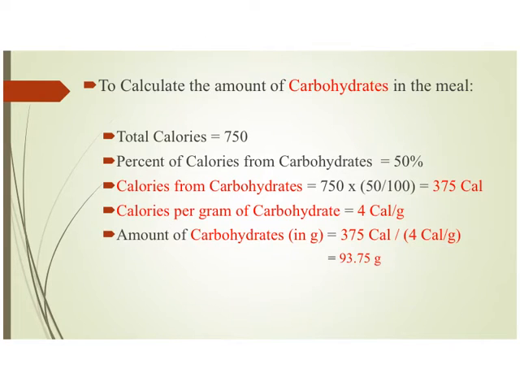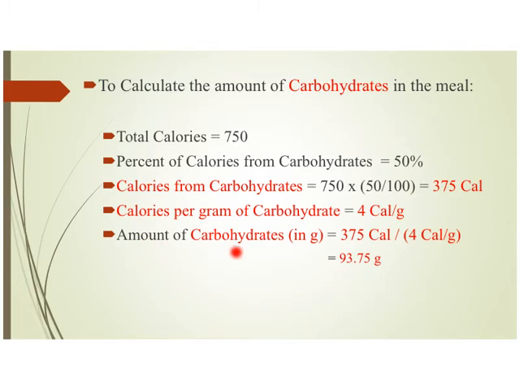Let us calculate the amount of carbohydrates in the meal. In our example, that meal provided a total of 750 calories. 50% of the calories in the meal came from carbohydrates. So let's calculate how many calories were provided by carbohydrates in that meal. Total calories 750 multiplied by 50%, so 50 divided by 100, is equal to 375 calories.